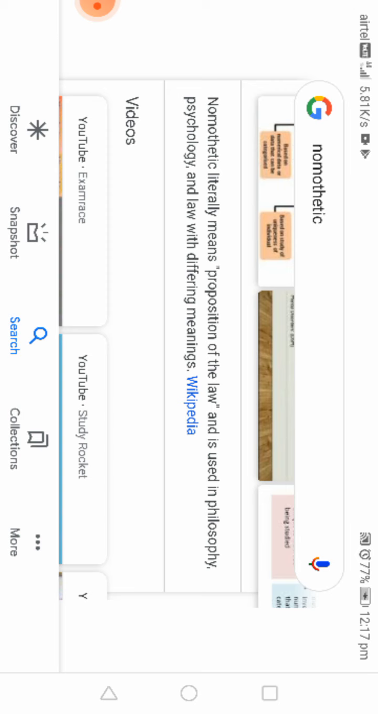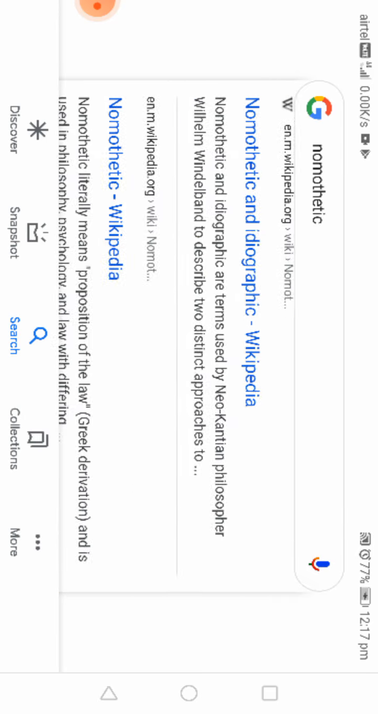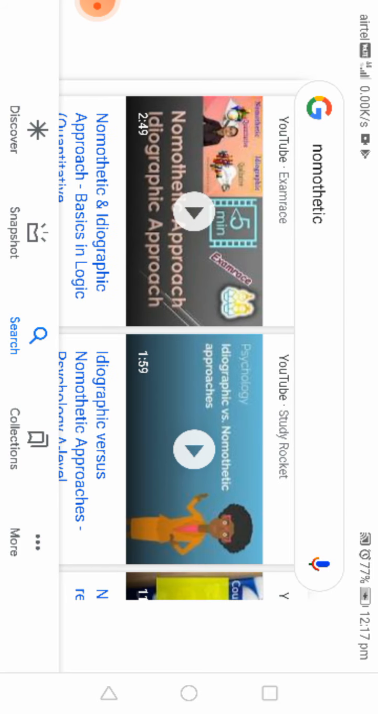Nomothetic literally means proposition of the law. Proposition means proposal, the proposal of a law. So nomothetic is used in philosophy or psychology and law with different meanings. Let's also have a little more view of nomothetic.